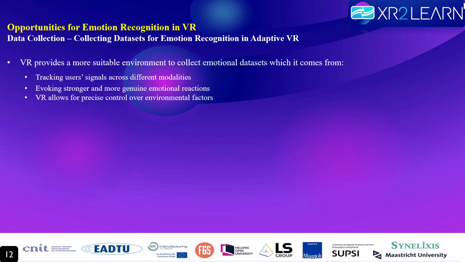This chapter is related to opportunities for emotion recognition in virtual reality. In data collection, there are several opportunities, for example, collecting datasets for emotion recognition in adaptive VR settings. VR provides a more suitable environment to collect emotional datasets, which comes from tracking users' signals across different modalities, evoking stronger and more genuine emotional reactions, and VR allows for precise control over environmental factors.